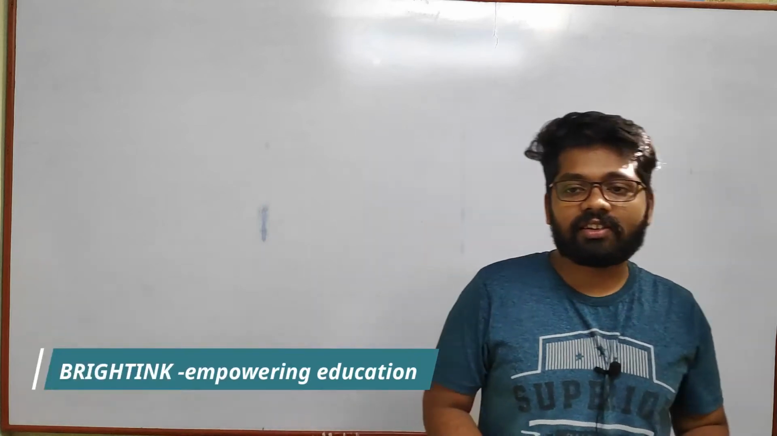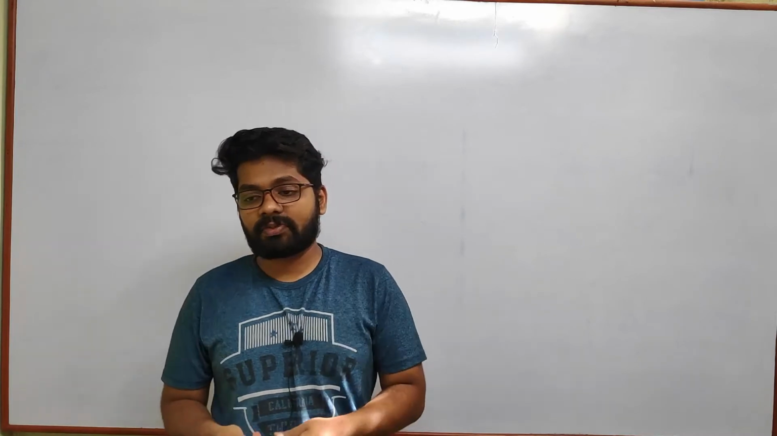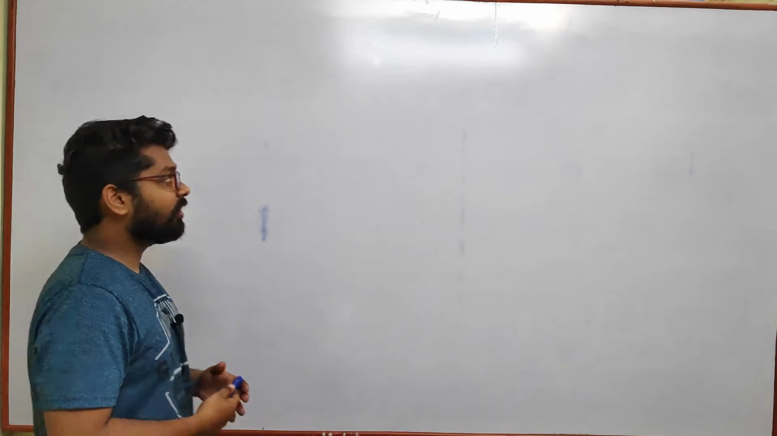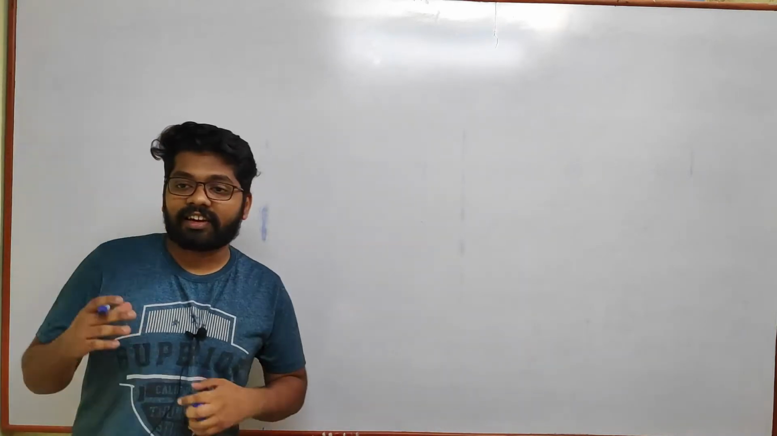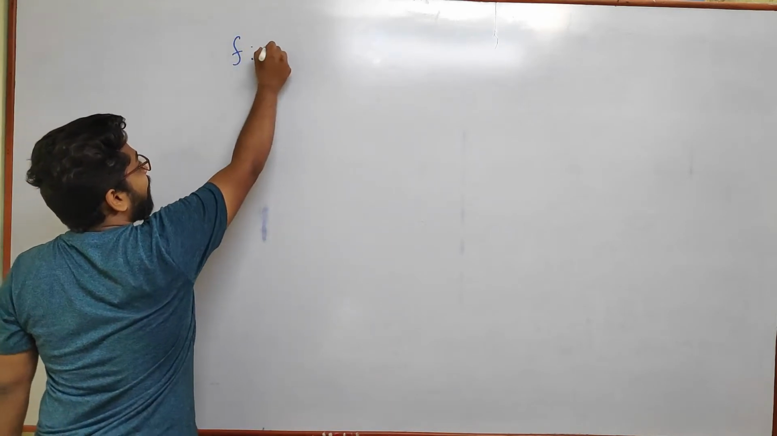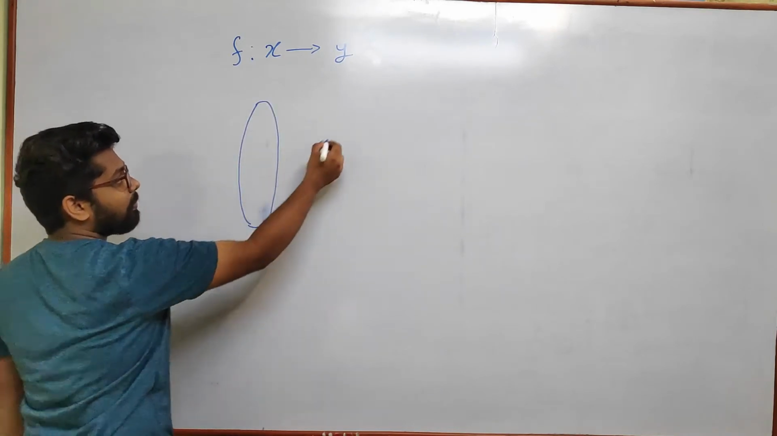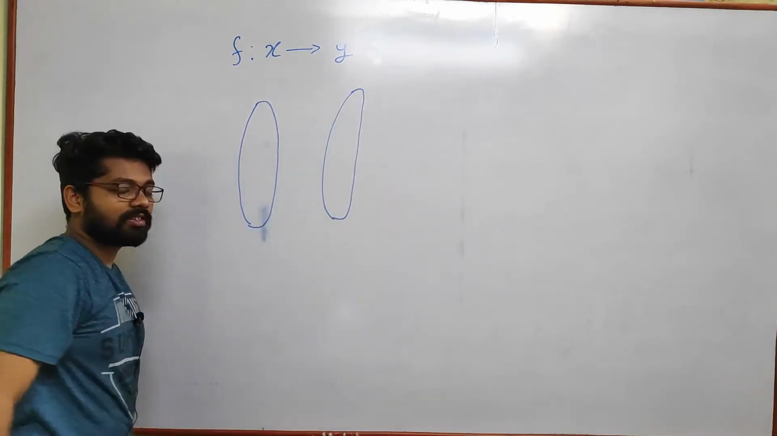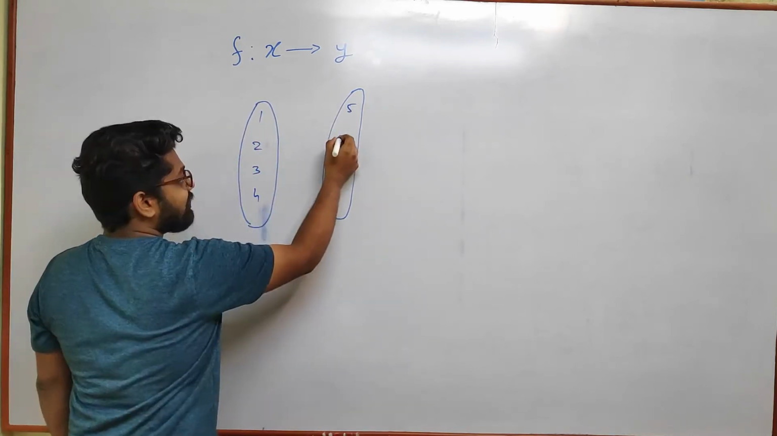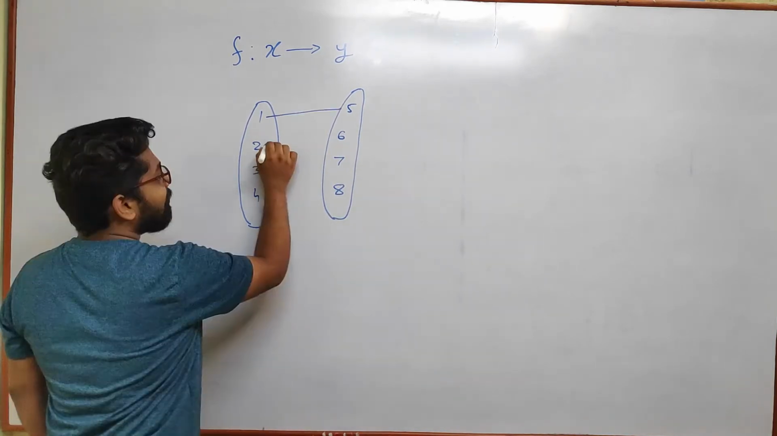Today we are going to learn the second part of relations and functions, that is, types of functions. Before going to types of functions, there is something you need to understand: range, domain and codomain. Suppose we consider a function f mapping x to y, where x and y are two sets. We usually represent them in the form of ellipses. Suppose I consider the set x to be 1 2 3 4 and y to be 5 6 7 and 8. According to some function, the mapping takes place.